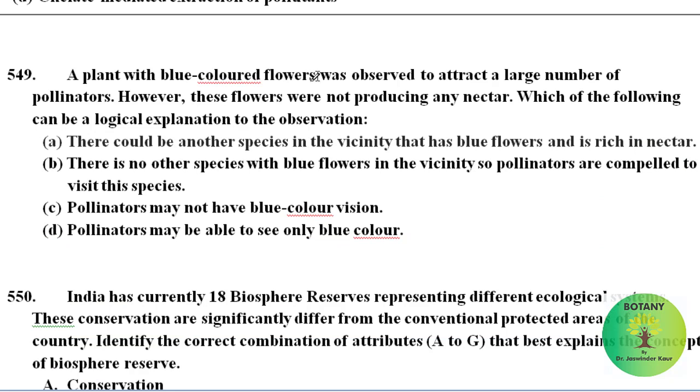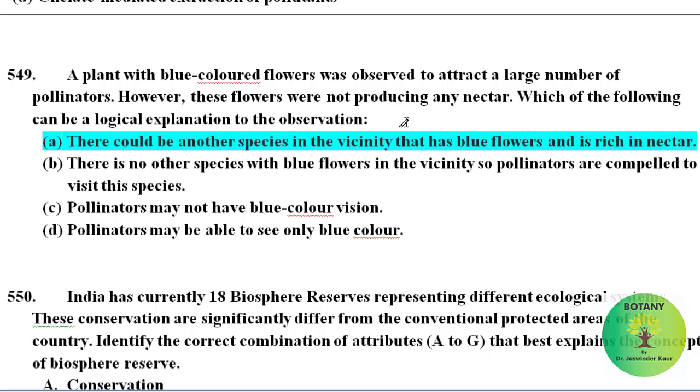A plant with blue colored flowers was observed to attract a large number of pollinators. However, these flowers were not producing any nectar. Which of the following can be logical explanation of the observation? Here its logical explanation is that there could be another species in the vicinity that has blue flowers and is rich in nectar. This possibility can exist that there is another blue flower species nearby which is rich in nectar, due to which pollinators come near it.